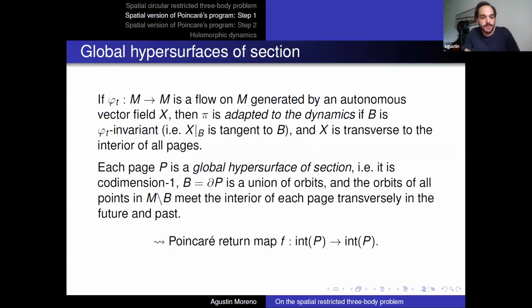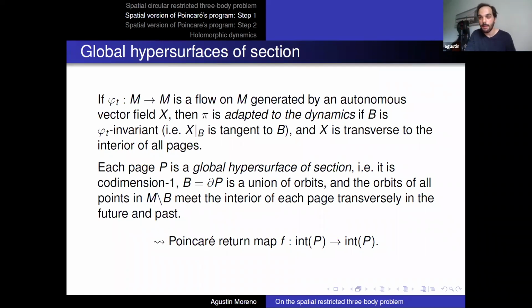So each page P now becomes what we call a global hypersurface of section. Namely, it's just a codimension 1 submanifold whose boundary is invariant under the flow. So it's a union of orbits, and the orbits of all the points away from the boundary, from the binding, meet the interior of each page transversely in the future and past. Right? So this is just a higher dimensional version of the global surface of section.